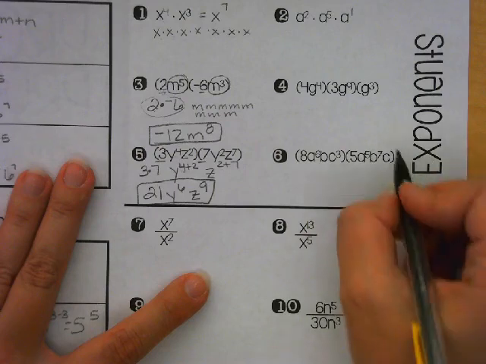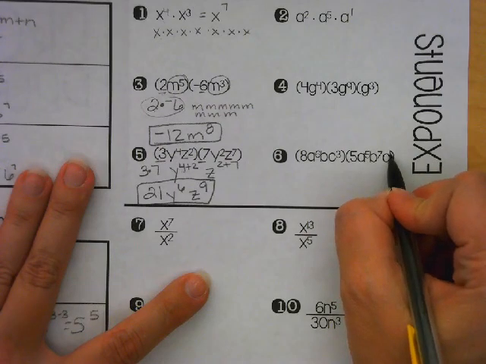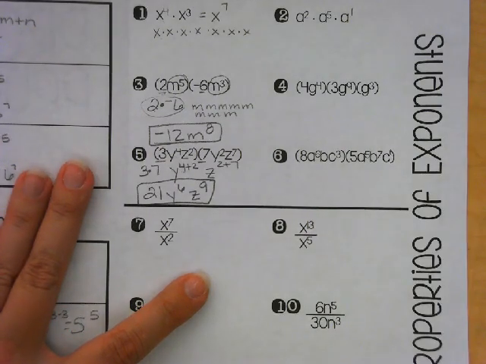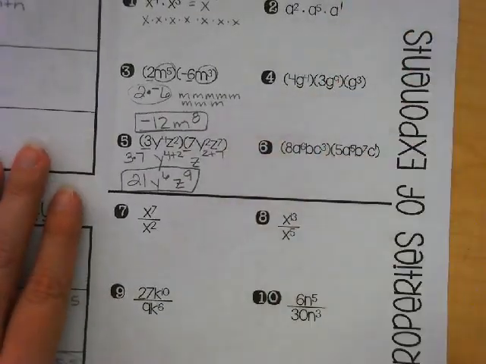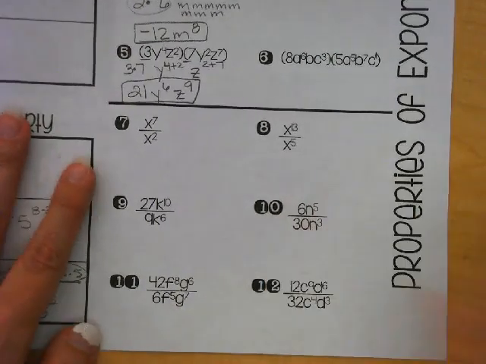Over here on number 6, notice this z does not have an exponent. It has a 1. Please get in the habit of writing that invisible 1. I would like you to do 2, 4, and 6, and we'll look at them tomorrow.